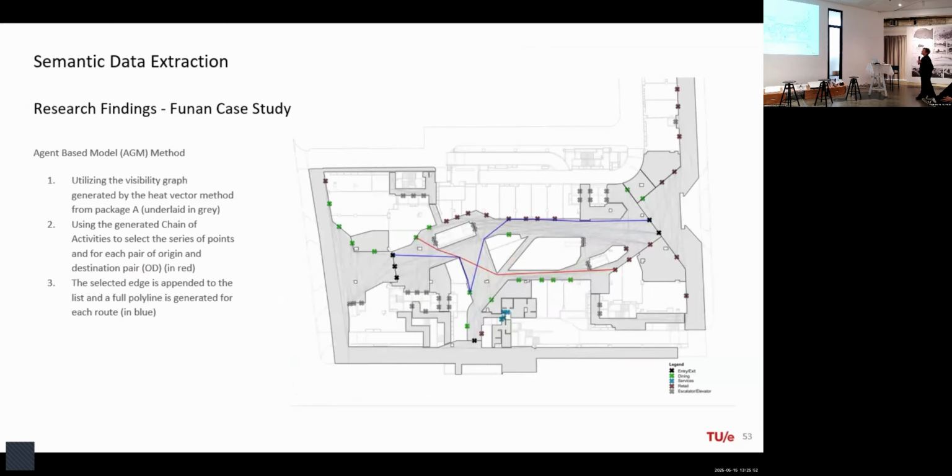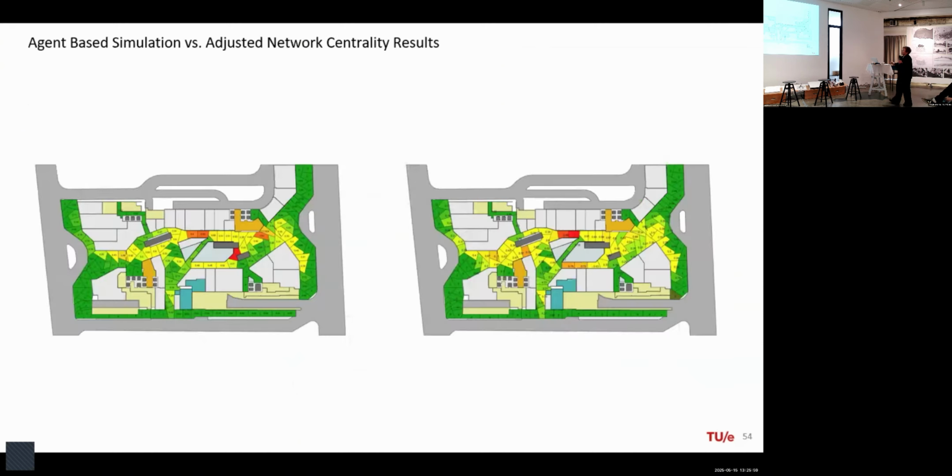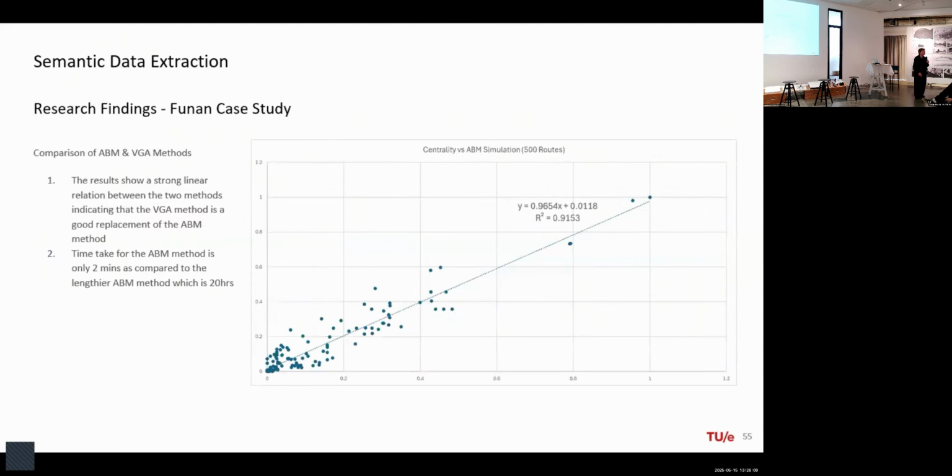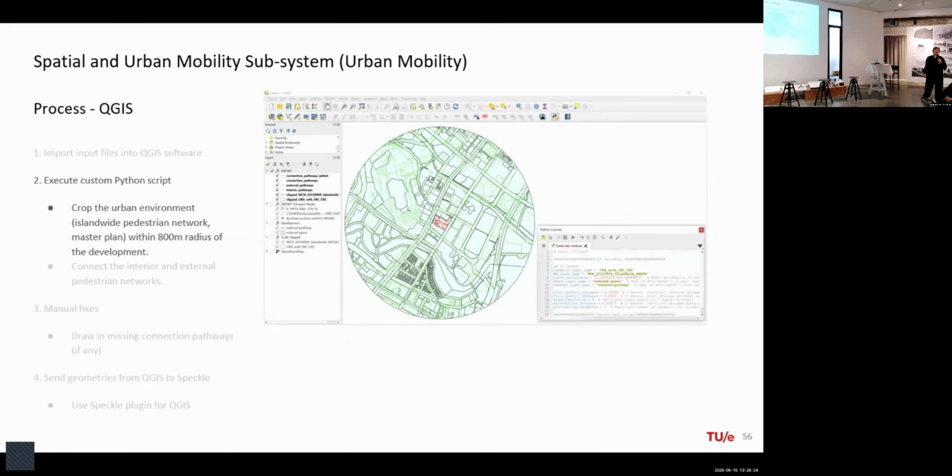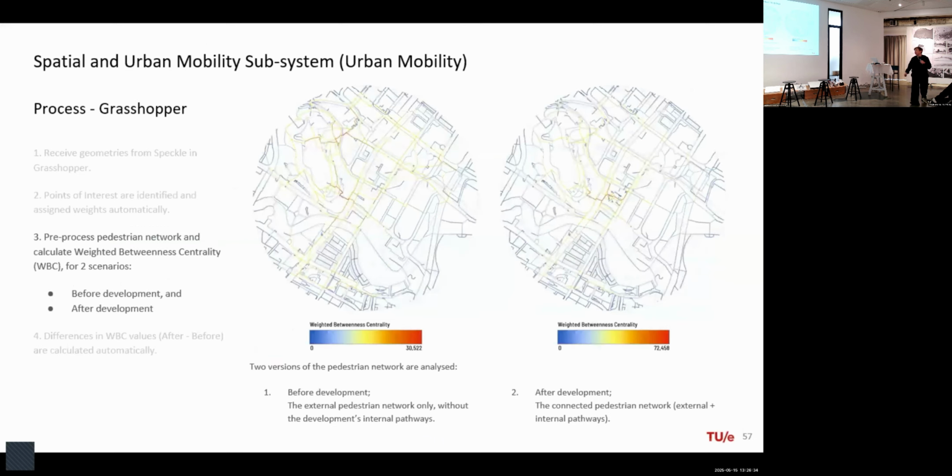And then we developed a simplified and faster way of doing this by generating an adjusted network centrality analysis, which then we checked the accuracy as opposed to the agent-based model. It is good enough, and it takes a very much fraction of the time to run such a simulation. So this was already a good input for the planning agency to check this. And then we took the ground floor network and wrote a script to plug it into the urban scale network to check the accessibility in the urban area before and after this building is built, and how it changes the accessibility, the mobility in the urban area.